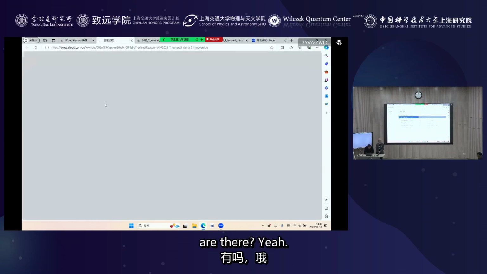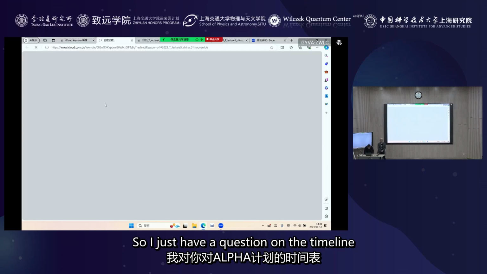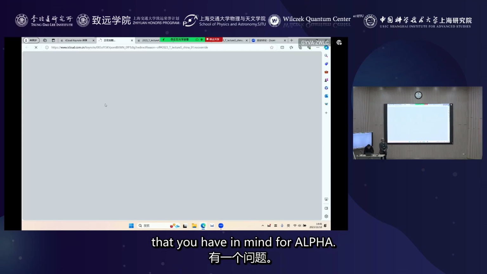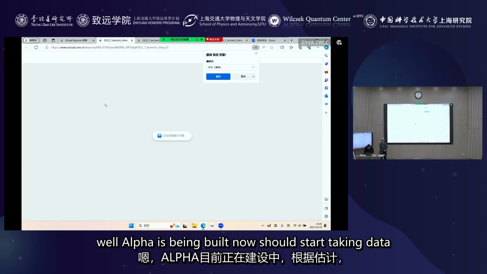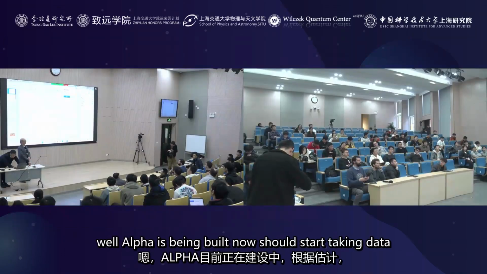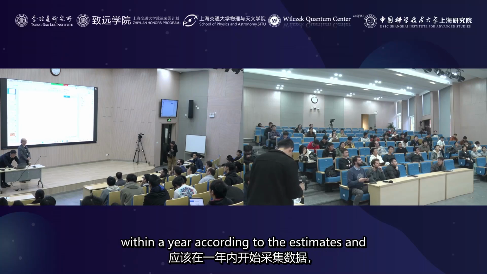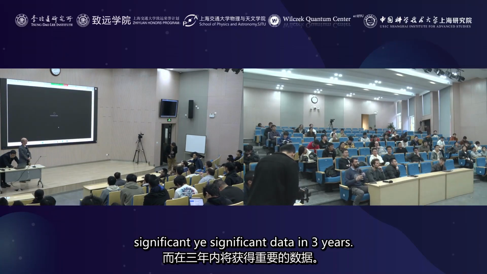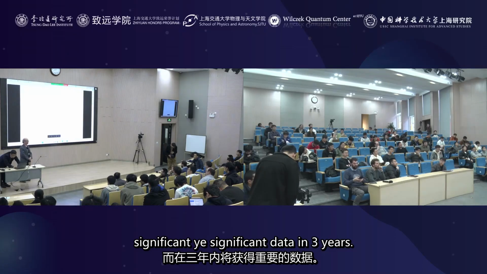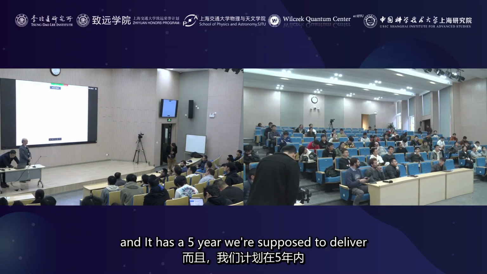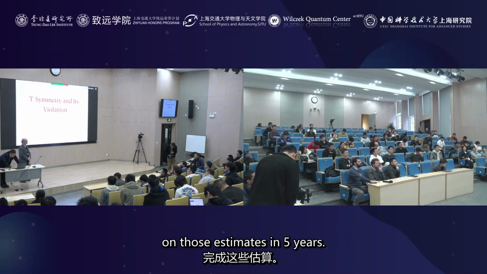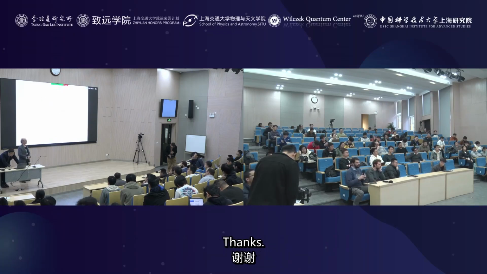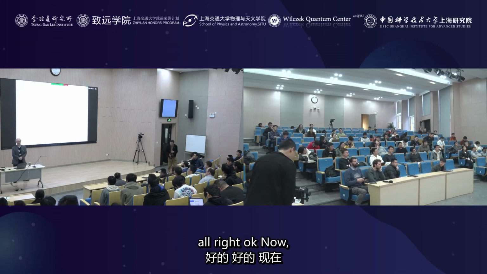Question? Yeah, so I just have a question on the timeline that you have in mind for alpha. Well, alpha is being built now. It should start taking data within a year, according to the estimates, and significant data in 3 years. And it has a 5-year. We're supposed to deliver on those estimates in 5 years. Right. Thanks. All right.